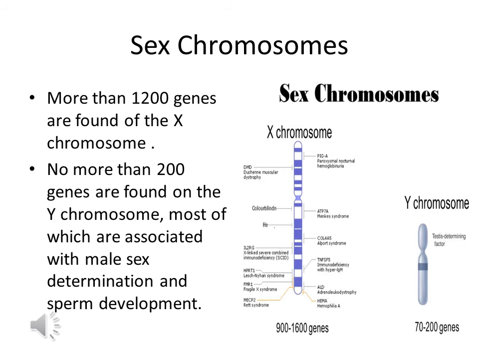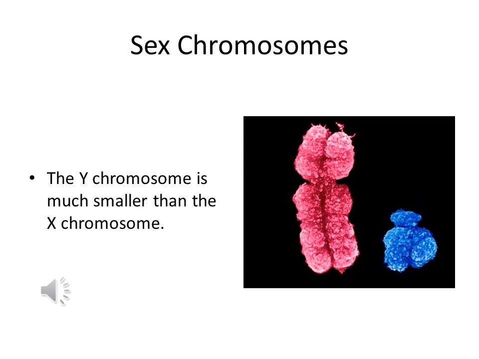More than 1,200 genes are found on the X chromosome of the female. No more than 200 genes are found on the Y chromosome of the male, most of which are associated with male sex determination and sperm development. As you can see, the Y chromosome is much smaller than the X chromosome. That is why the amount of genes located on the Y has to be fewer than on the X.